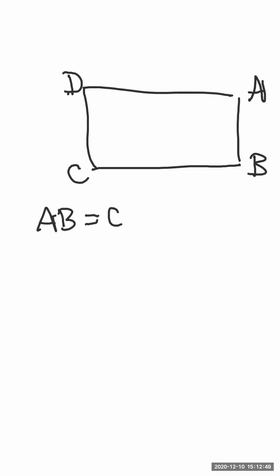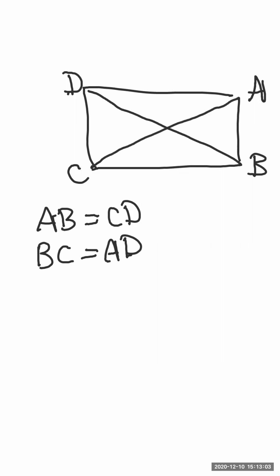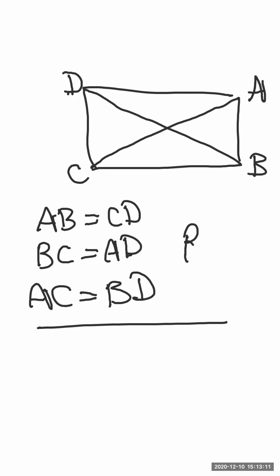If we want to prove that ABCD is a rectangle like this, in this case, guys, we have to prove that AB, of course, equals CD, and BC equals AD. And also, guys, the two diagonals, I mean AC and BD, AC equals BD. So in this case, it will be a rectangle.